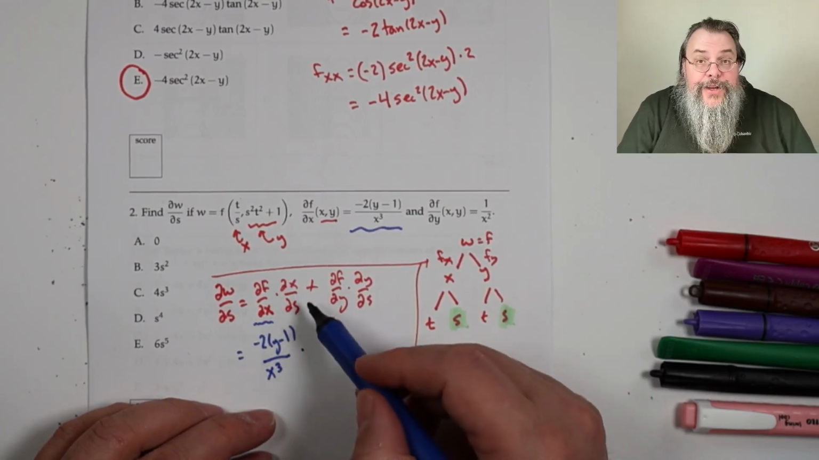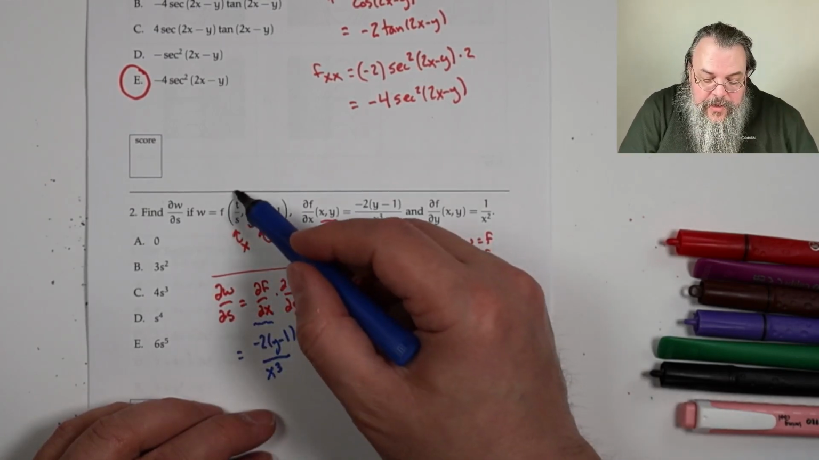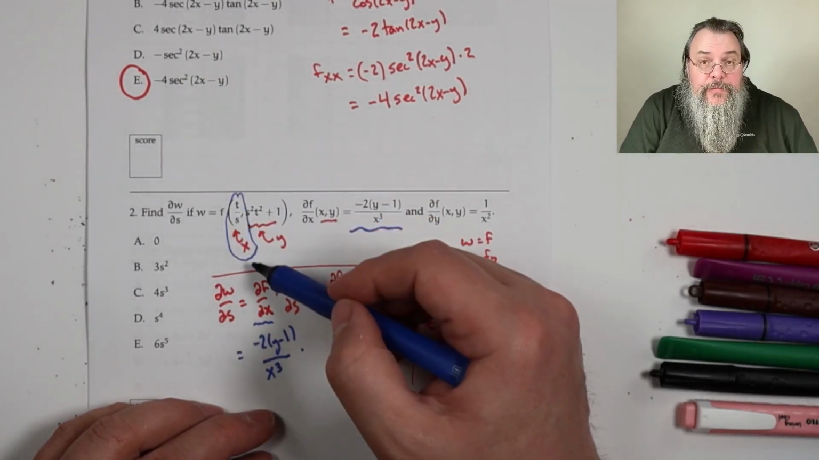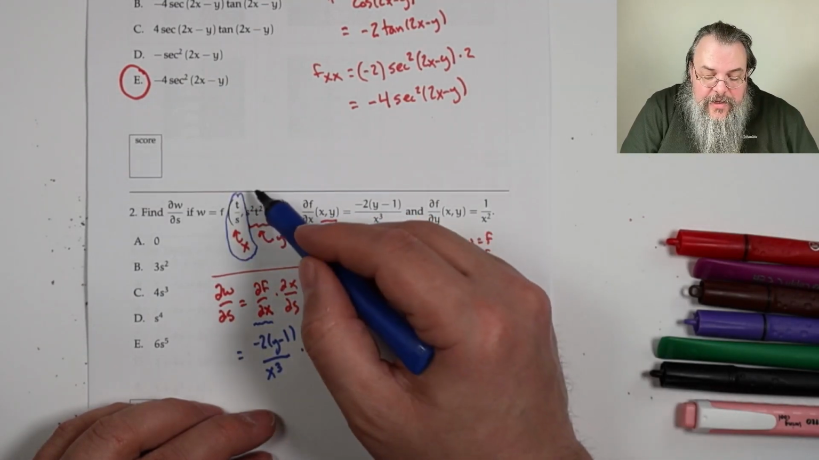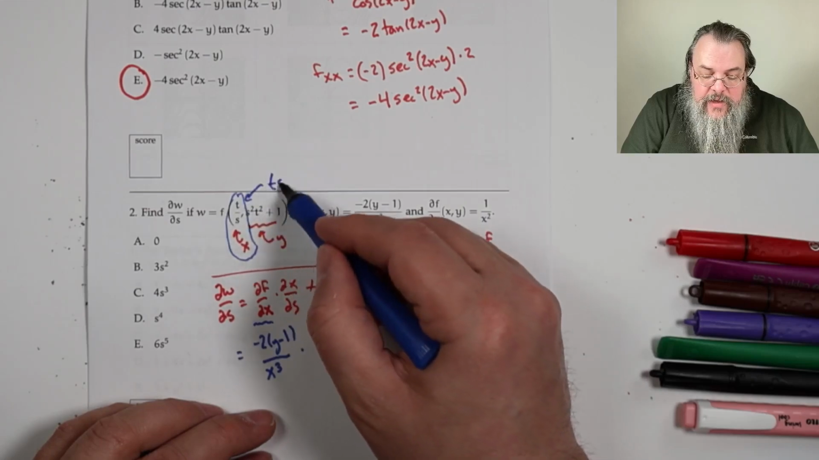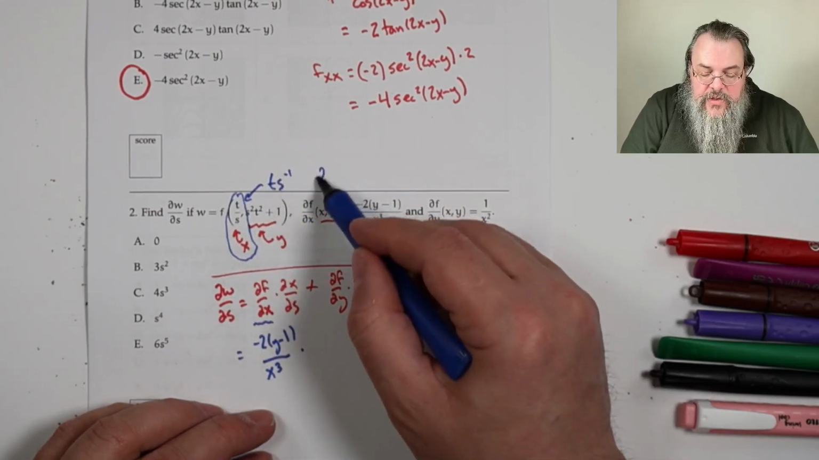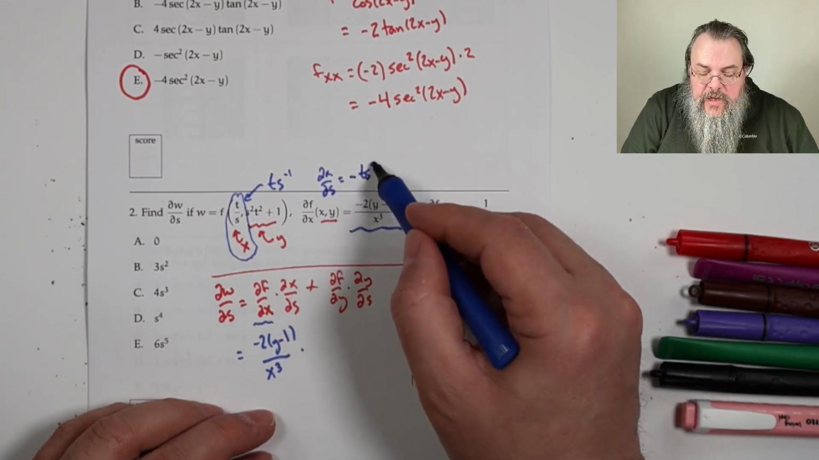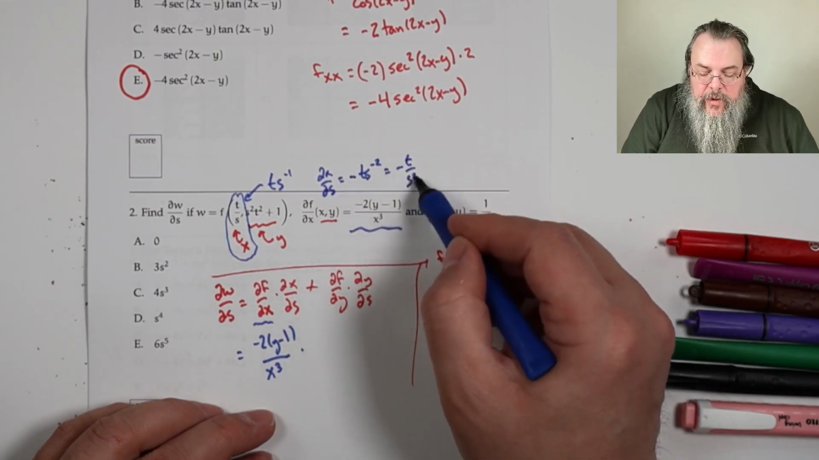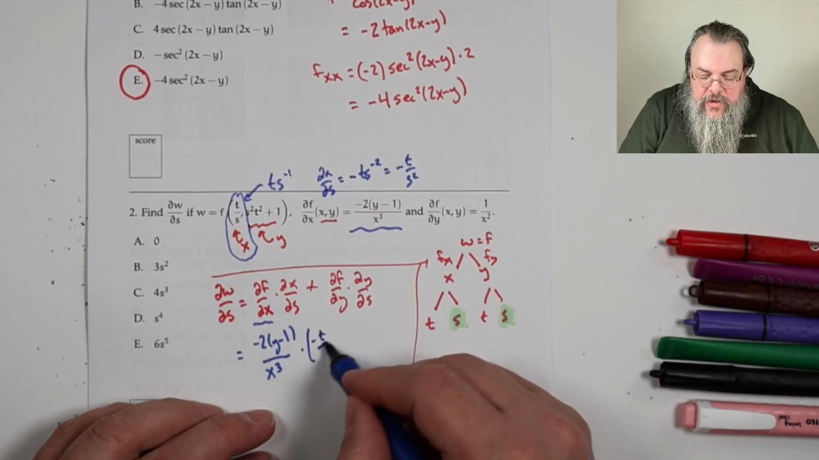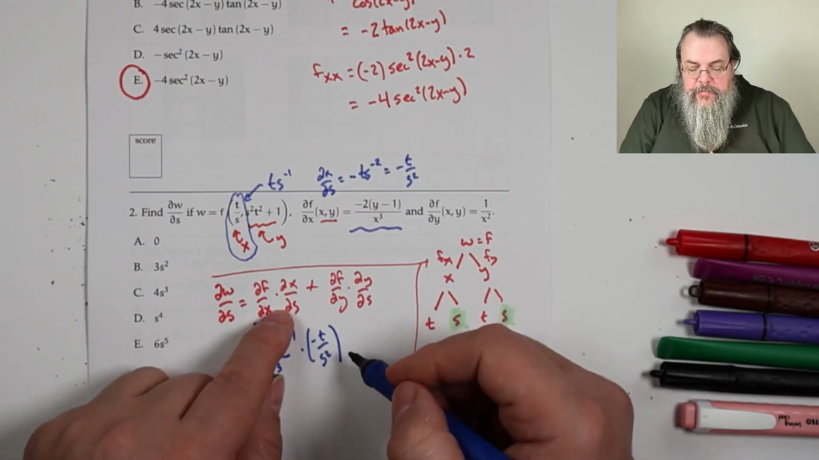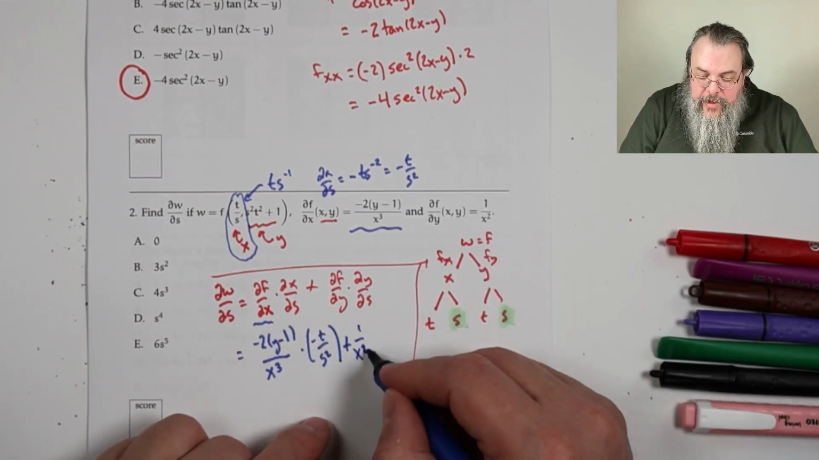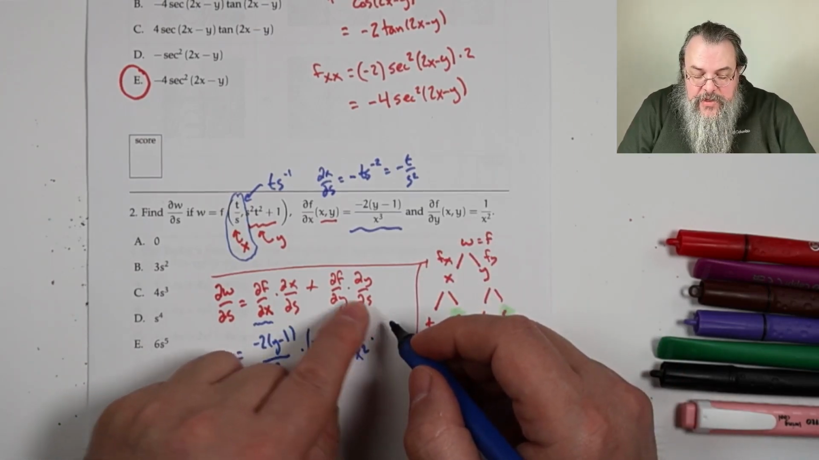Do we know what partial x, partial s is? Well, come to x here. Take the derivative of x with respect to s. If we think about this, this is really t s to the negative 1. So partial x, partial s is minus t s to the negative 2, or negative t over s squared. So times negative t over s squared, plus partial f, partial y, 1 over x squared, times partial y, partial s.